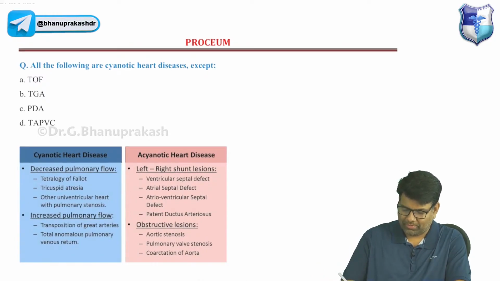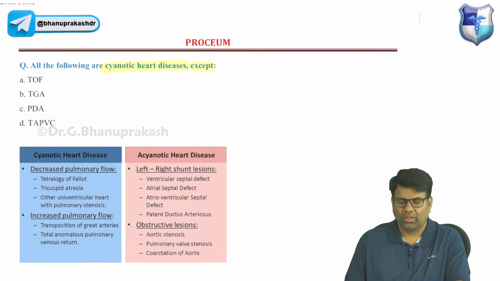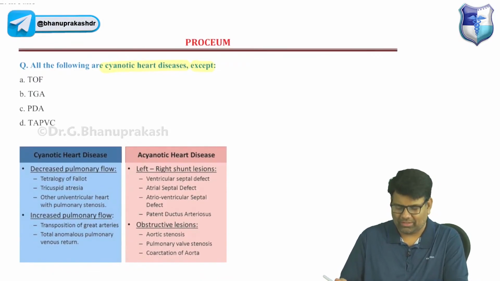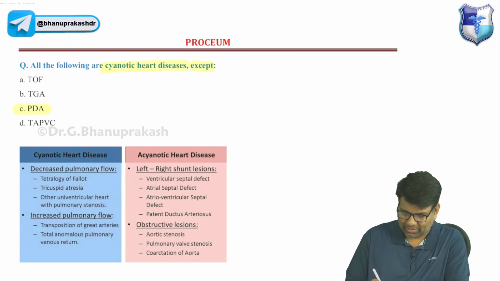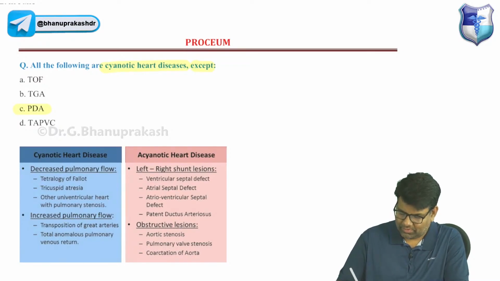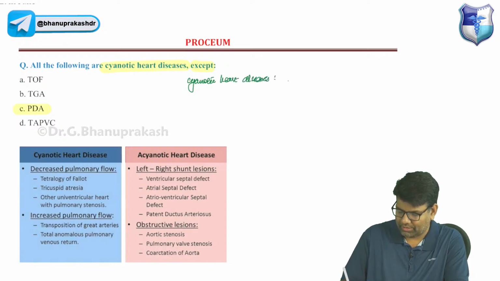The very first question is about entities, like all of the following are cyanotic heart diseases except. So you have to identify which one is not the cyanotic heart disease. And yes, it's quite easy, patent ductus arteriosus. Now here, cyanotic heart diseases means which type of shunt? This is right to left.